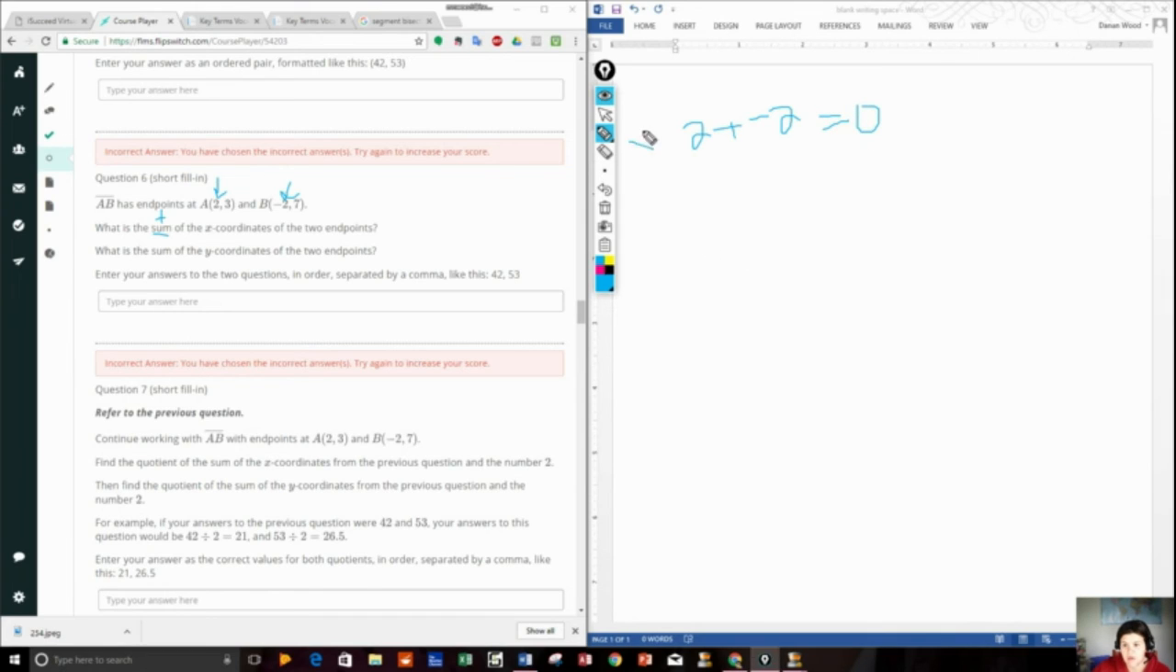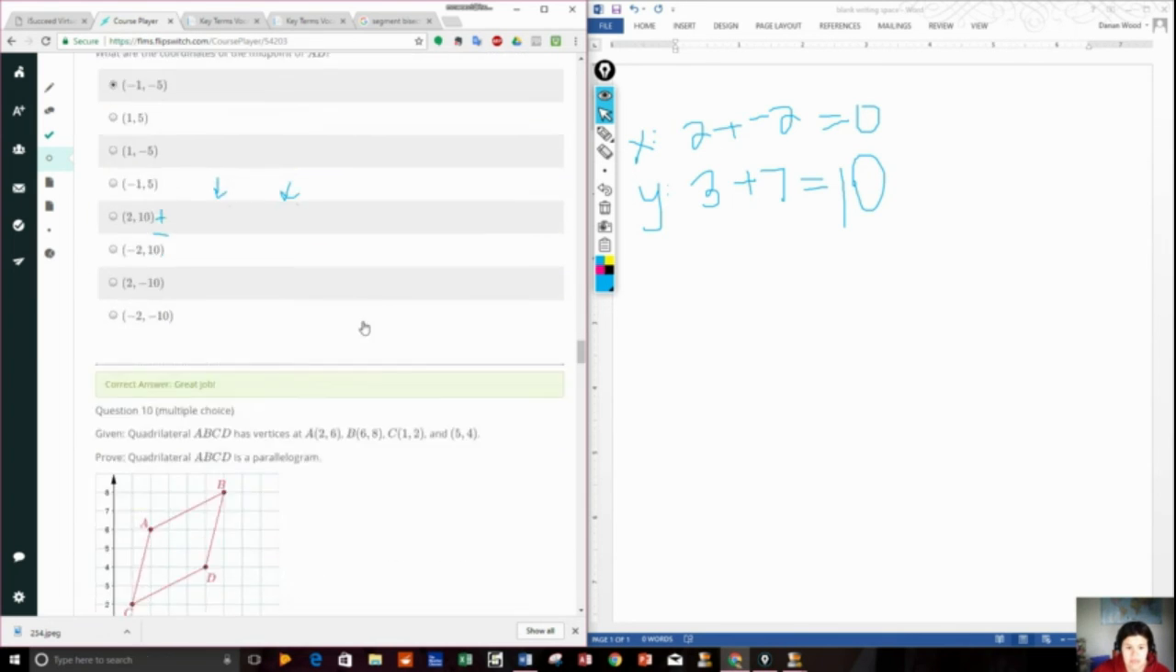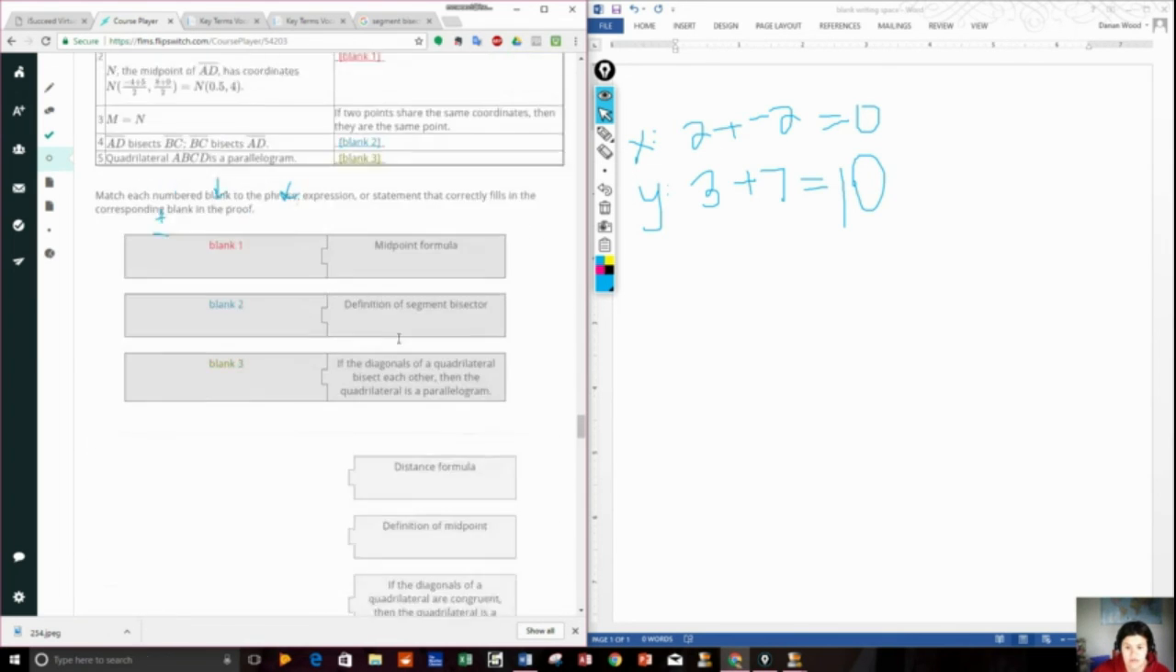And the sum of the y-coordinates, sum is addition again. The y-coordinates are 3 and 7. So I'm going to do 3 plus 7, and that equals 10. And then it says enter your answers to the 2 questions in order separated by a comma. So this is how I would enter it. I would enter it as 0, 10. And then we're going to submit question 6.